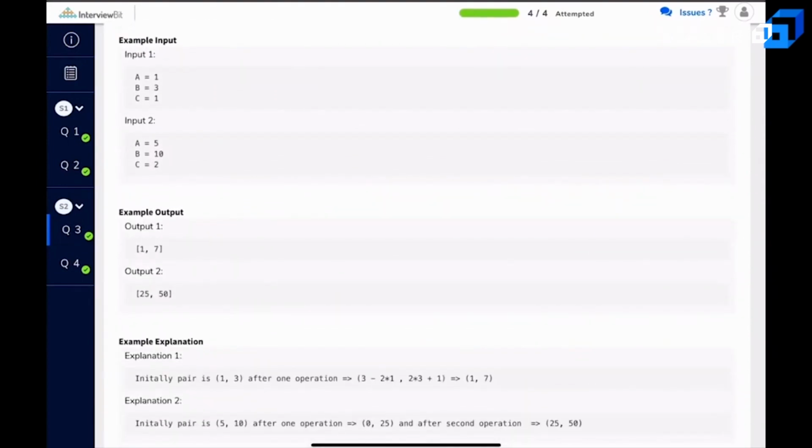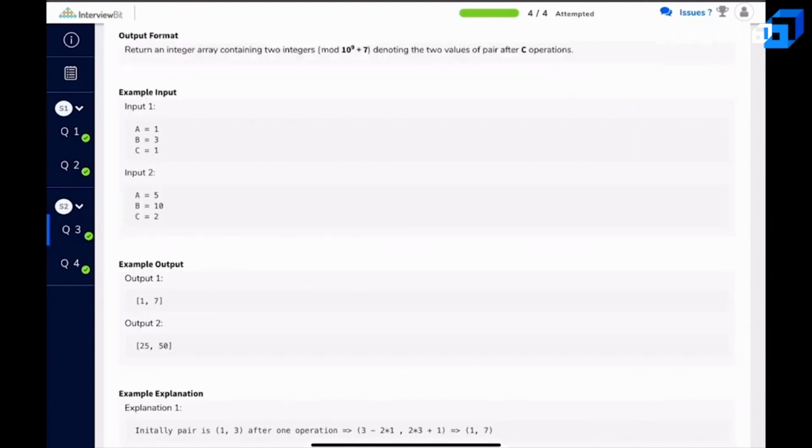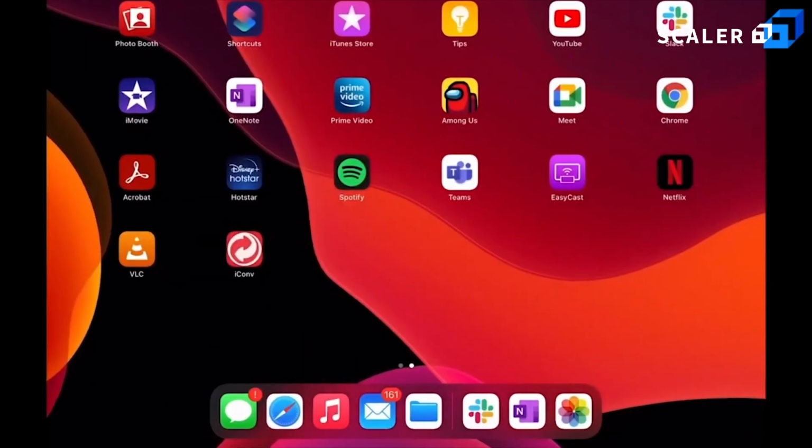initially the value is 5, 10. After doing one operation, the value will be 0, 25, and then again we do an operation, 0, 25 will be changed to 25, 50. So the final answer will be 25, 50. So let's look at the modulo solution.